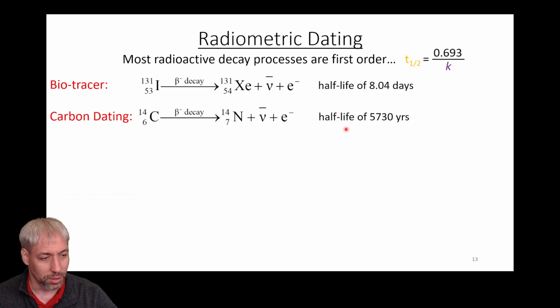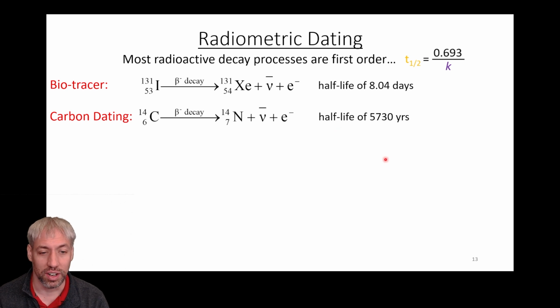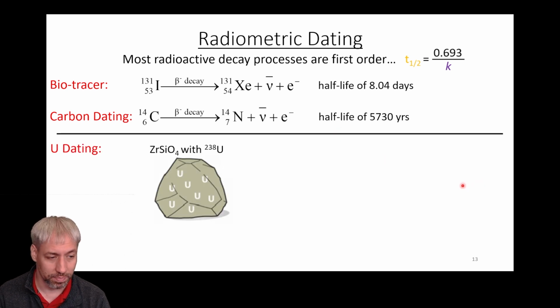You assume natural abundance at the start, the carbon-12, carbon-14 ratio, and then as that carbon-14 goes away, that ratio changes. And so you can use that ratio to figure out how long something has existed. And so a really cool example of this with old Earth and in geology is uranium dating.